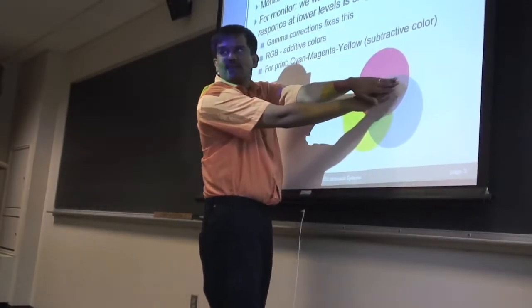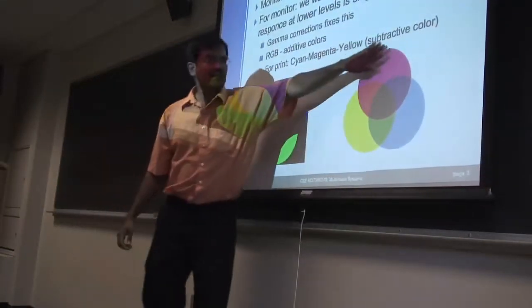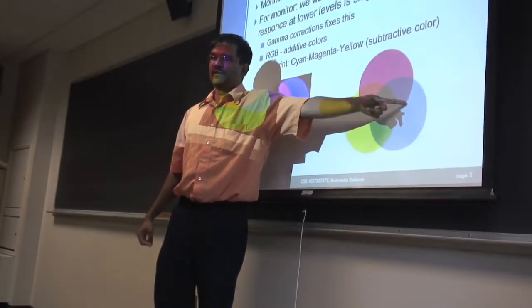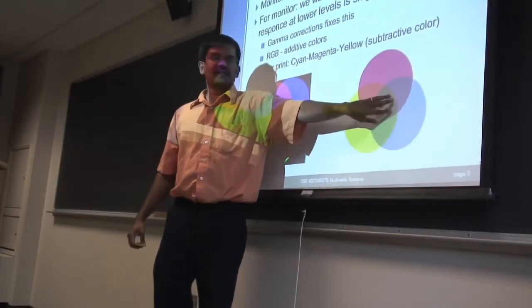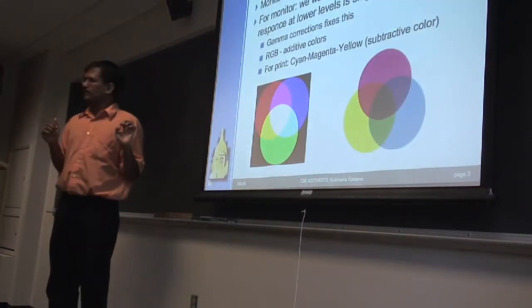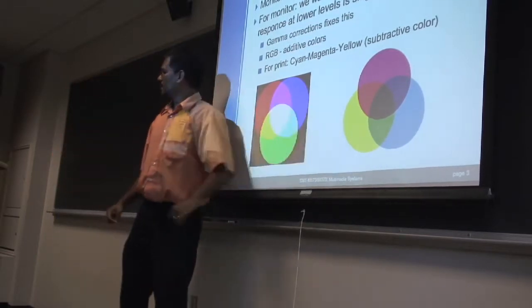So the intersection would be blue, right? Because this one would have taken out the greens, and this one would have taken out the reds. So what is left is blue. The intersection of all three would be where everything is taken out, so it should be black. Does that make sense? So this is how you generate your colors on print.